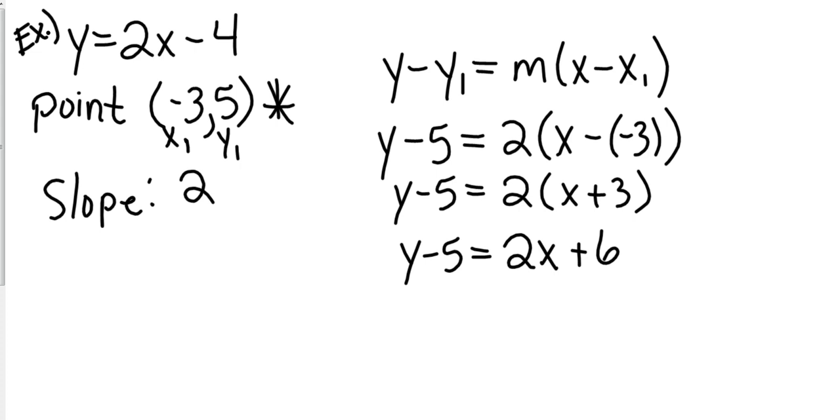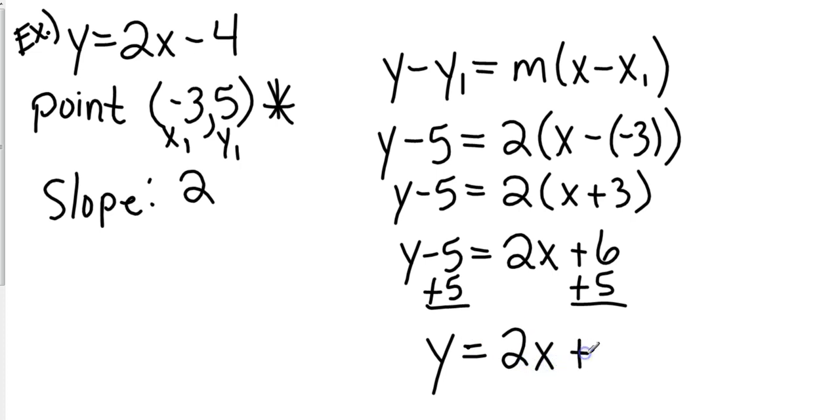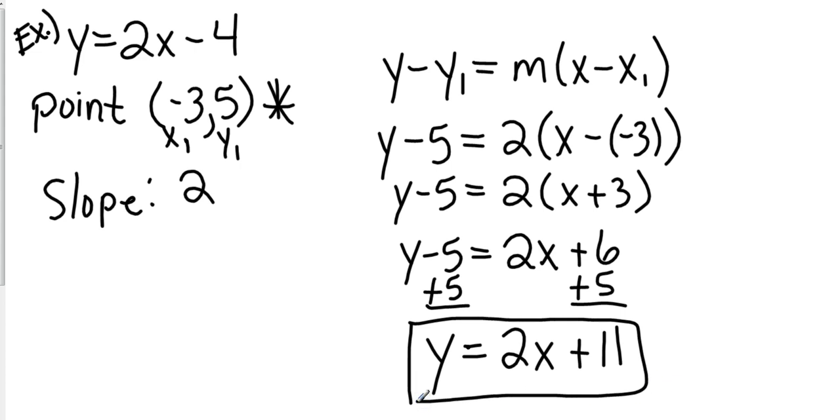And then we want to get the y by itself, so we're going to add the 5 to the other side, giving me an equation: y equals 2x plus 11. So this line passes through the point negative 3, 5, also has a slope of 2, which makes it parallel to our first line. So that is parallel lines. How do you determine if they're parallel? Do they have the same slope?